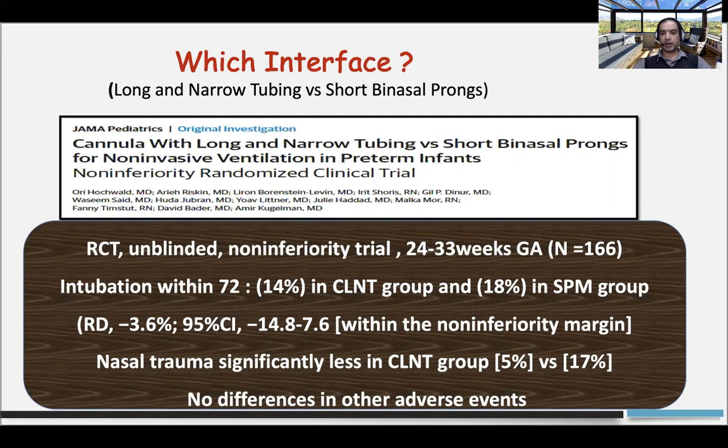It was a non-inferiority randomized controlled trial with a non-inferiority margin of 15%. The authors concluded that the long and narrow tubing, that is the RAM cannula, which was used in the study, is equally good compared to binasal prongs and mask. In fact, the RAM cannula was associated with less nasal trauma, only 5% compared to 17% in the binasal prong and mask group. Therefore, one may prefer the RAM cannula for delivering NIPPV if it is available.